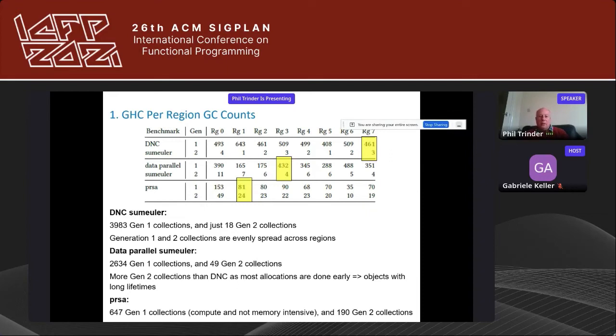We see that there's, for example, a lot more generation 2 collections for SumEuler. That's because sublists have been allocated early. They survive in generation 2 and force more collections than, for example, in the divide and conquer version of the program. There's a lot fewer garbage collections for the compute and not memory intensive PRSA program, but we don't really learn all that much about NUMA from these statistics.